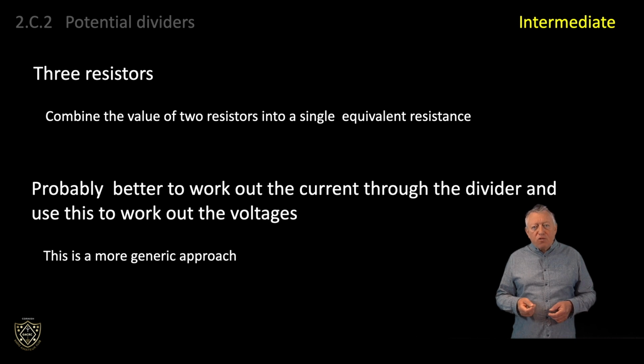Although it adds an extra step, it's probably better to work out the current through the divider and use this to work out the voltages, as it's a more generic approach. So, rather than use the formula given in EX308, consider determining the current through the resistor chain and use that current to work out the voltages across the various resistors.